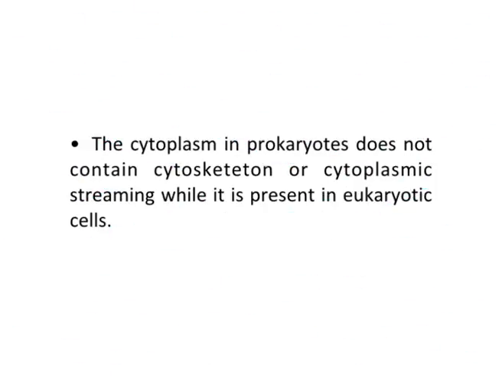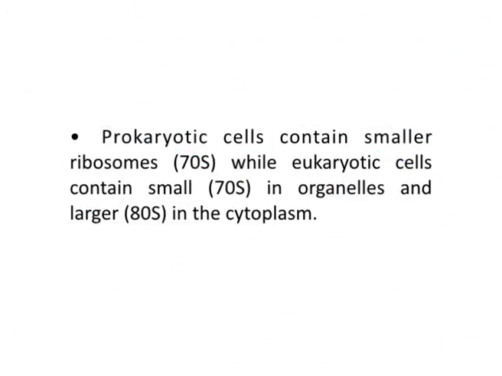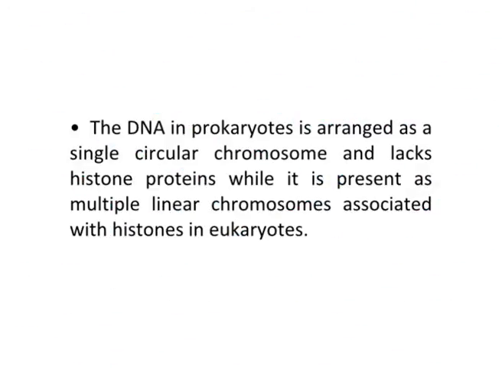The cytoplasm in prokaryotes does not contain cytoskeleton or cytoplasmic streaming, while it is present in eukaryotic cells. Prokaryotic cells contain smaller or 70S type ribosomes, while eukaryotic cells contain small or 70S ribosomes in organelles and larger or 80S ribosomes in the cytoplasm. The DNA in prokaryotes is arranged as a single circular chromosome and lacks histone proteins, while it is present as multiple linear chromosomes associated with histones in eukaryotes.